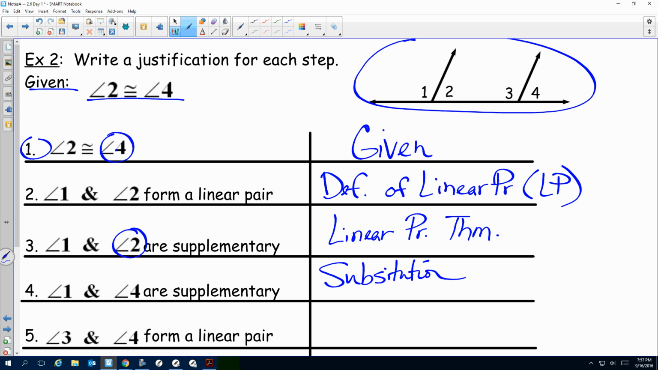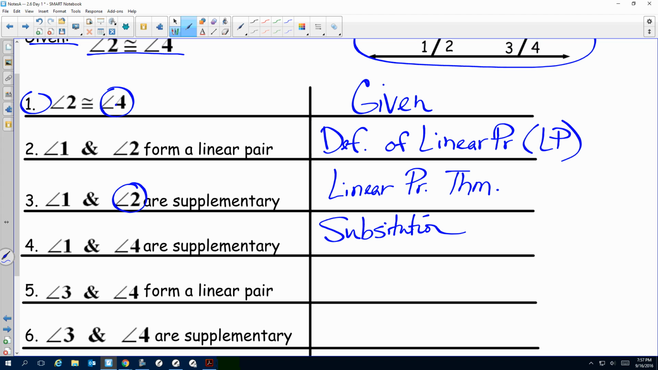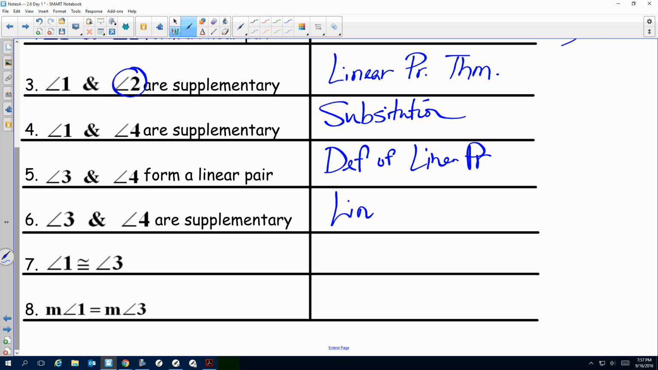And then we have 3 and 4 are a linear pair. Well, I can see that in the diagram. So that is also going to be our definition of a linear pair, which means that 3 and 4 are supplementary. So that's our linear pair. I need to probably scroll this up. Sorry. That is our linear pair theorem, what we did just a while ago.